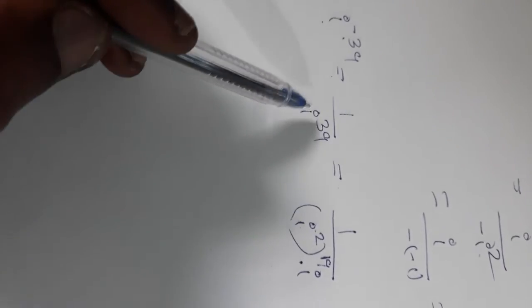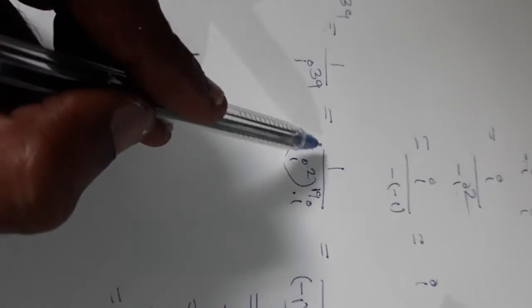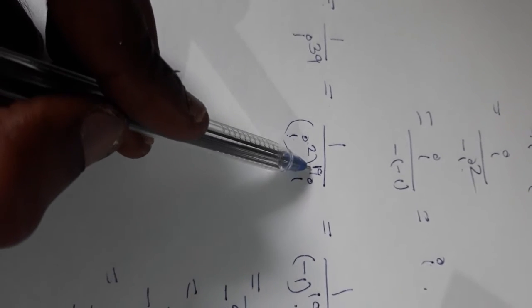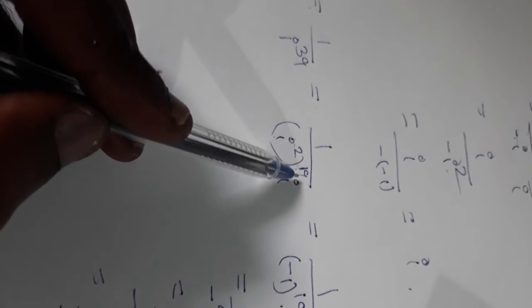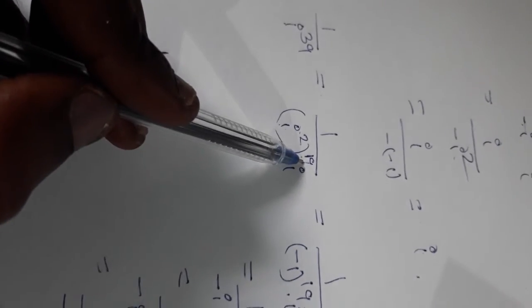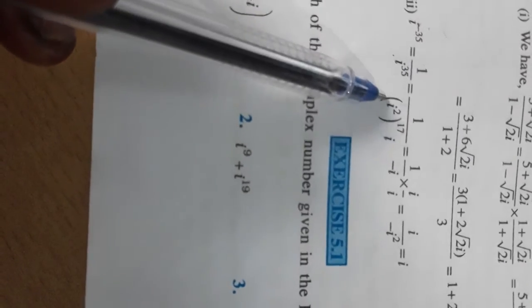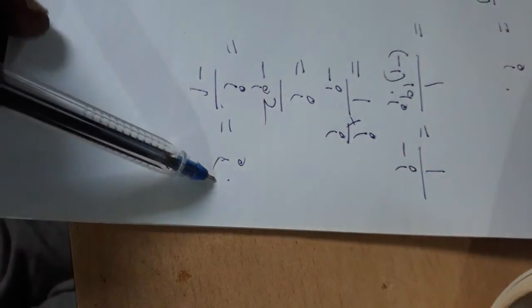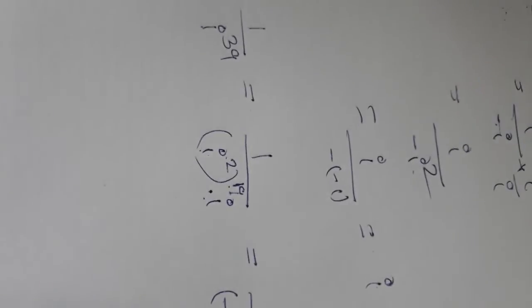So here what we have done is, i raised to minus 39 is equal to 1 divided by i raised to 39. So that is equal to 1 divided by i squared raised to 19 into i. 2 nines are 18, so it is 38, into i, and the same steps that we applied here have been applied there also. So this is how you will be solving the problems based on this.